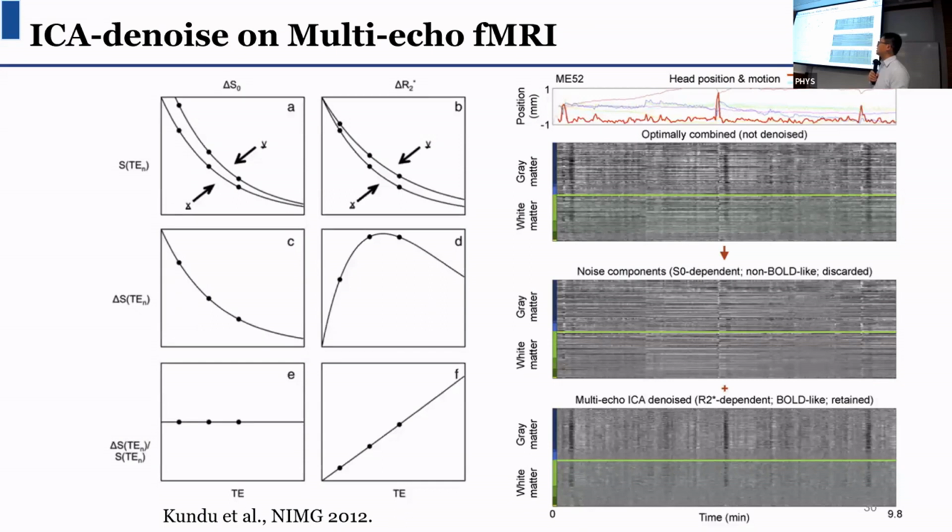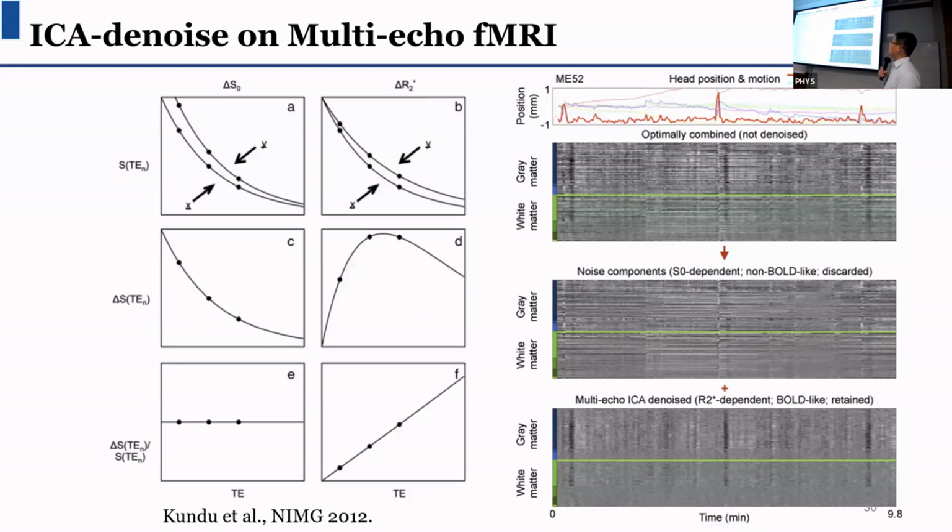This ICA denoise or multi-echo is not straightforward, so I just gave a brief example here. If the signal does not change linearly along the TE, that means the signal is something you are not interested in. It's not T2 star sensitive. And then for this one, you want to keep all the signal like this.